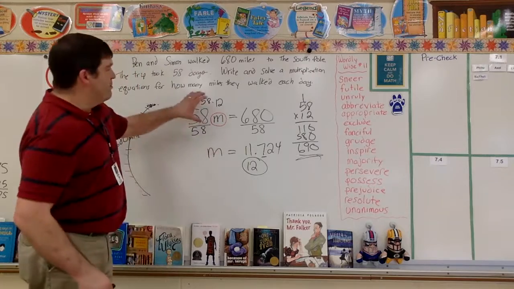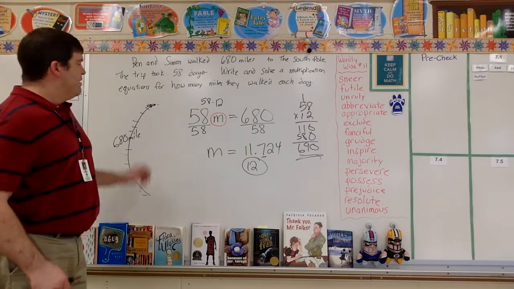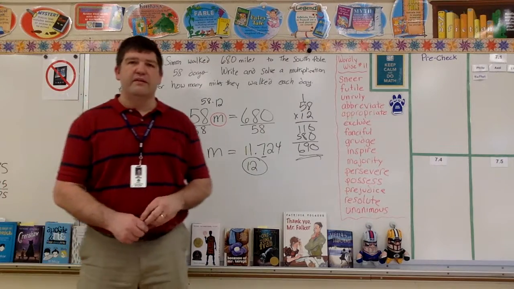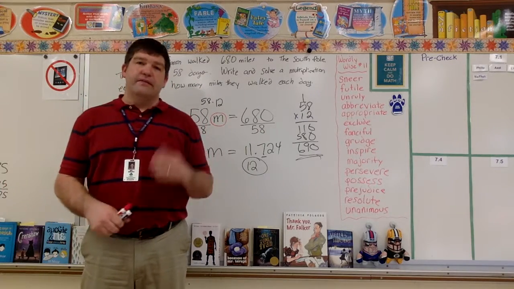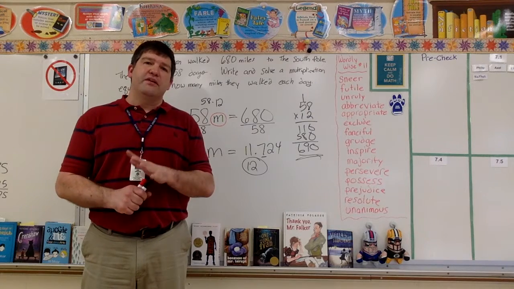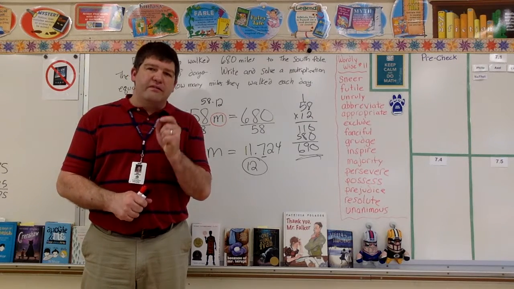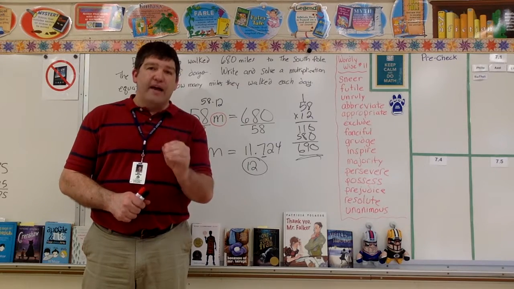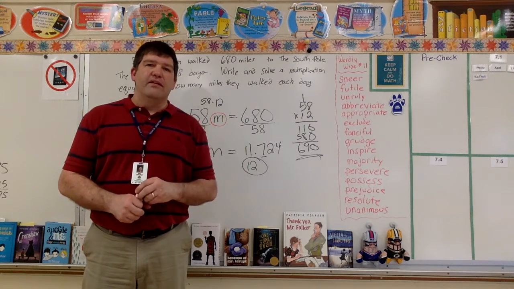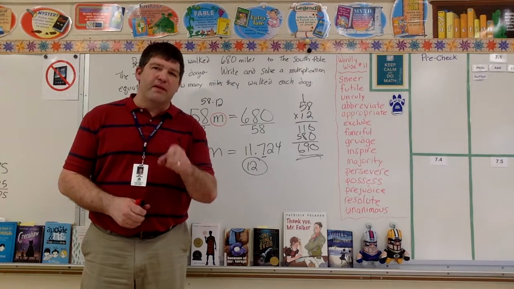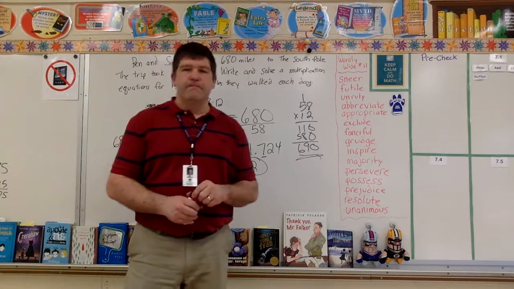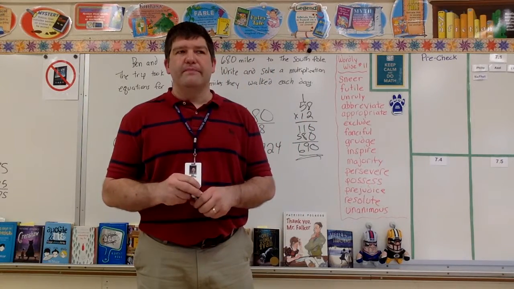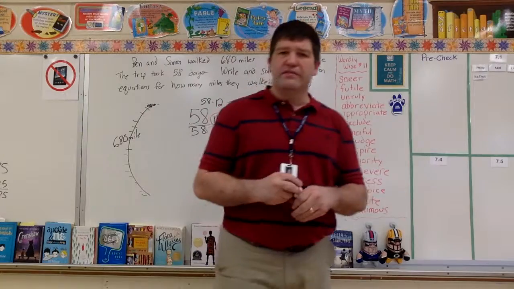But I was able to write the equation, and I used it to figure out about how many miles they walked each day. So, if you have a multiplication equation, the way to get the variable by itself is to divide each side by the number that's being multiplied to the variable. Okay? All right, go ahead and watch the guided practice, fill out the sheet, and see what you can do. Ask questions if you have any.